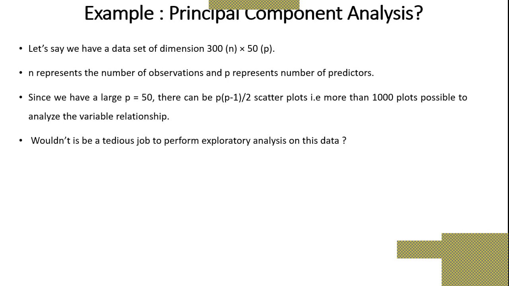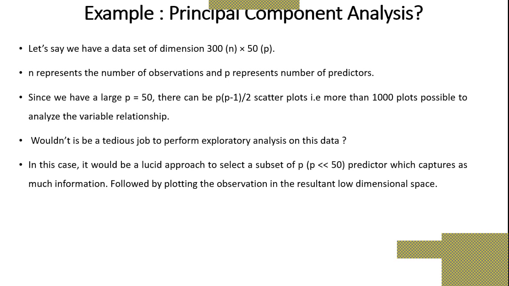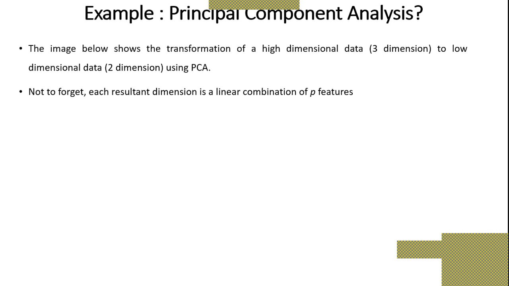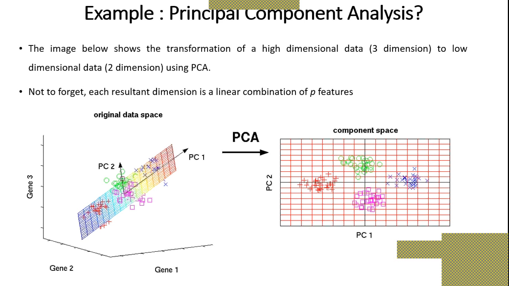Will it not be a tedious job to perform the exploratory analysis on this data? In this case, it will be a legitimate approach to select a subset of p less than 50 predictors which capture as much information as possible, followed by plotting the observations in the resultant low dimensional space. The image below shows the transformation of high dimensional, that is 3-dimensional, to low dimensional, that is 2-dimensional, data using PCA. Not to forget, each resultant dimension is a linear combination of features.